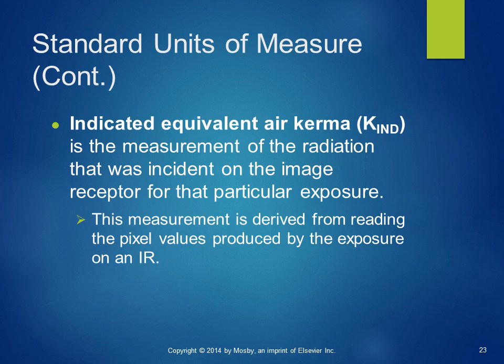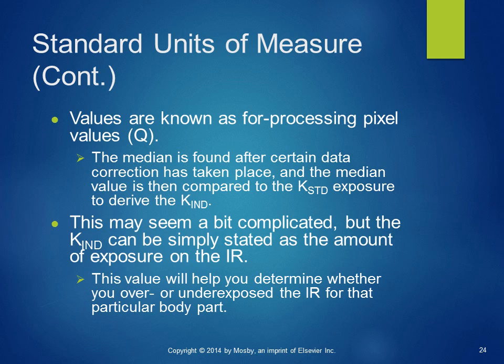Indicated equivalent air kerma, or KIND. This is the measurement of the radiation that is incident on the image receptor for that particular exposure. This measurement is derived from reading the pixel values produced by the exposure on the IR. These values are known as processing pixel values, or Q. This is the median found after certain data correction has taken place, and the median value is then compared to the KSTD, to derive the KIND.